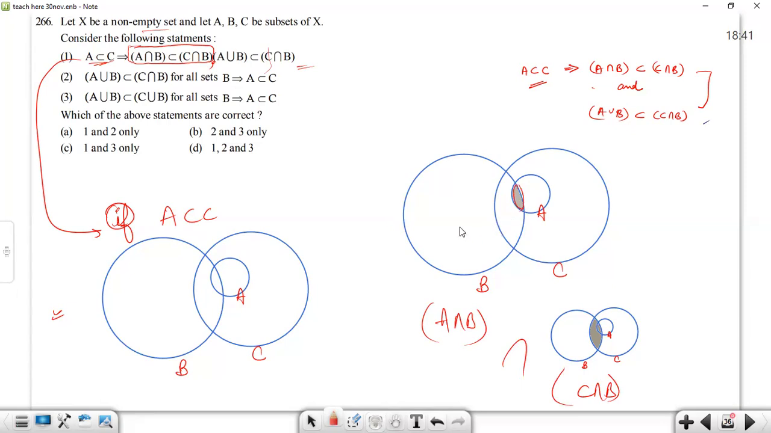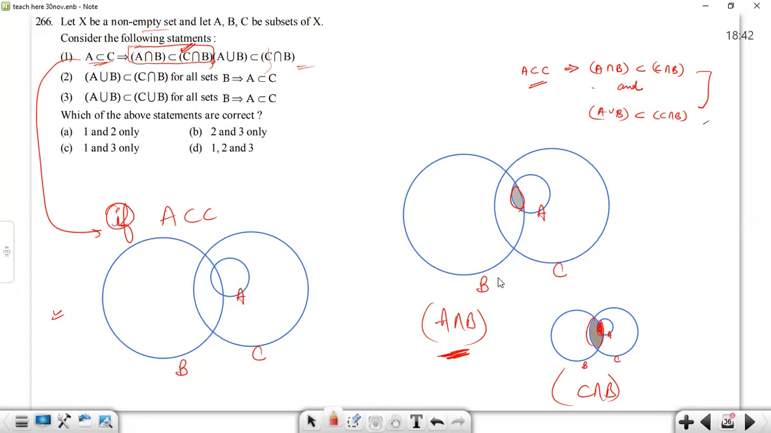So what was asked? That this particular A intersection B is a subset of C intersection B. Is it correct? Is this small part a subset of this bigger set? Yes, sir. Yes, it is. It is a subset of this set because it is included completely in the bigger set. So this particular statement is correct.